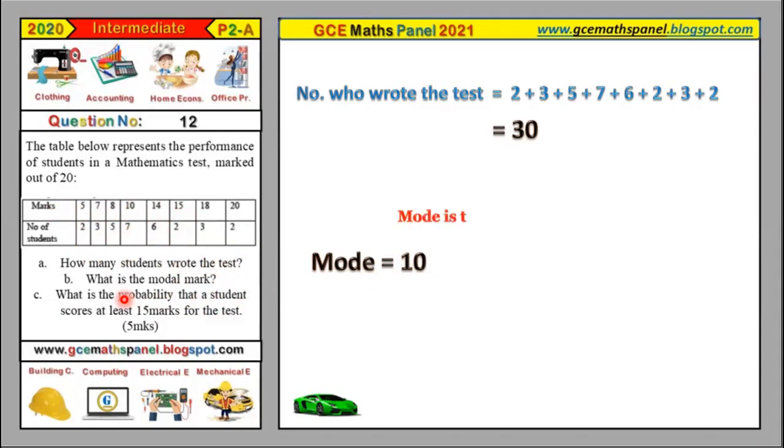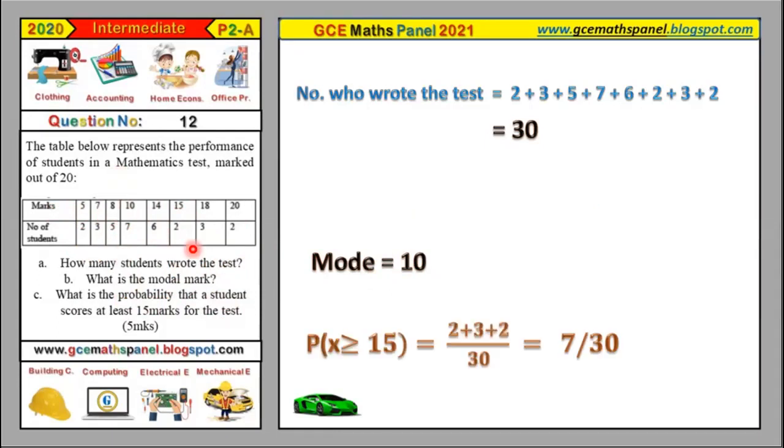All right, the C part wants us to get the probability that a student chosen at random scores at least 15 marks for the test. So for at least 15 marks, the probability will be equal to those who scored 15 or more. You have 2 students plus 3 plus 2, out of a total of 30 students. Note that probability actually means how many out of how many. So there are 2 plus 3 plus 2, that is 7 students out of a total of 30 students. That's the probability. When you calculate probability, know that your answer should never be more than 1. So this answer is correct because it is not more than 1.